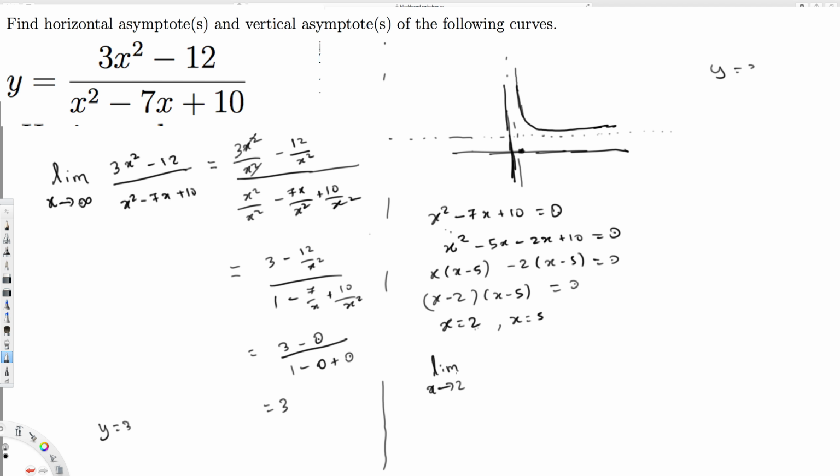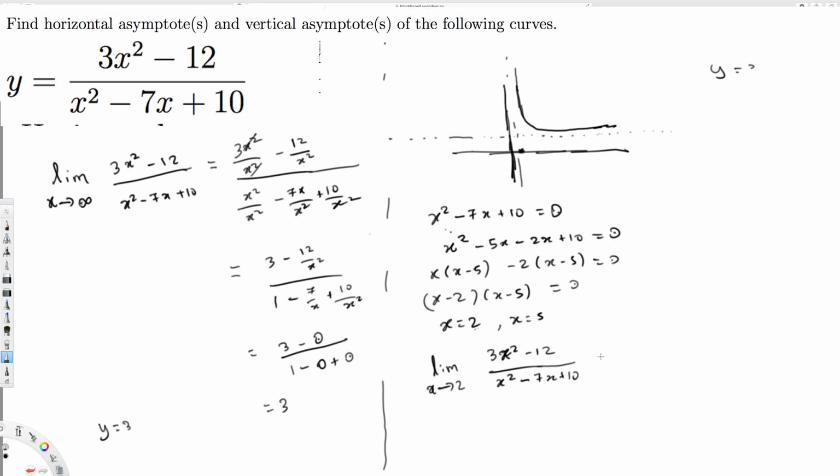First of all, I'm checking the first one: 3x square minus 12 over x square minus 7x plus 10. But if you see, you can't simply put the 2 here, because if you do, you will get 0 in the top and bottom. So you can't put this directly. In order to do that, you have to factor this first.